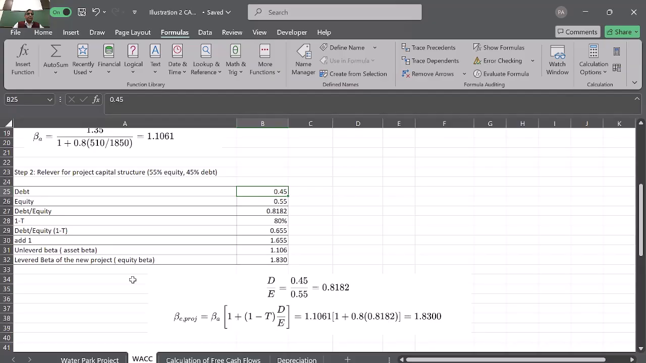If you are asked this question in the exam, your answer should be: compared to the competitors, because the competitor is using only 25% debt in the total capital structure, 27% debt, and now this company is using about 80% debt, the financial leverage will push up the beta of the project. The project will become more risky, isn't it?